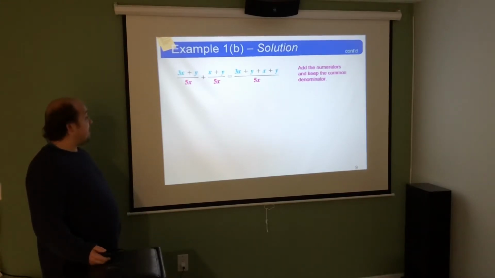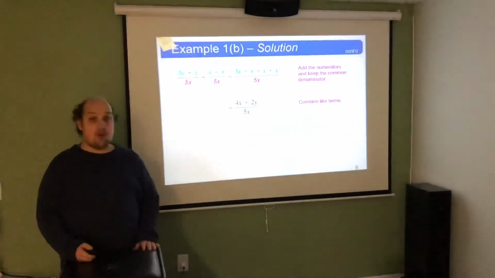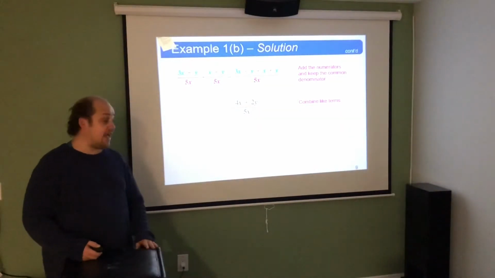Here, when we combine 3x plus y plus x plus y over 5x, we see the like terms are this 3x and this x, this y and this y. So it becomes 4x plus 2y over 5x. At this point, there's no way to reduce that. We have to leave it as is.